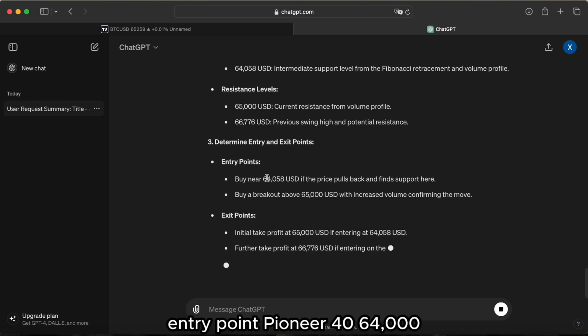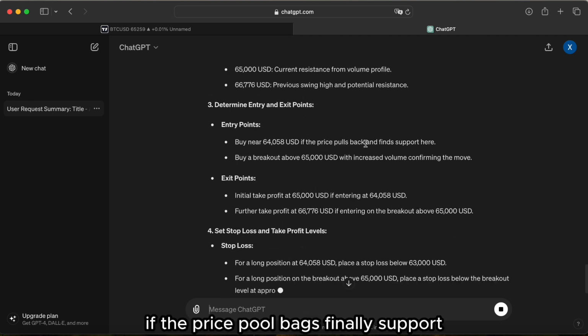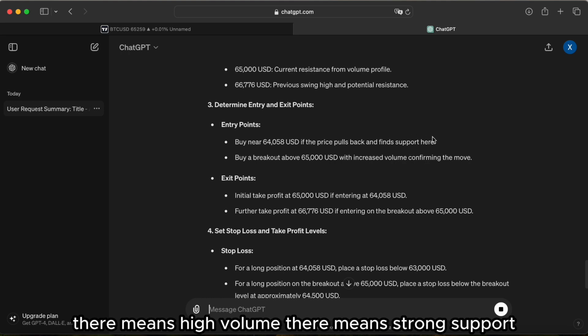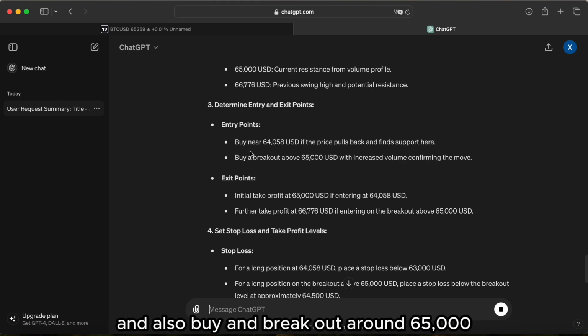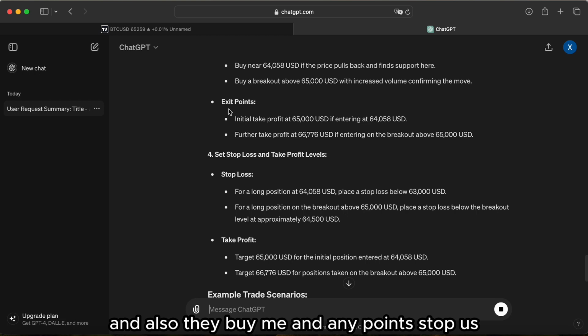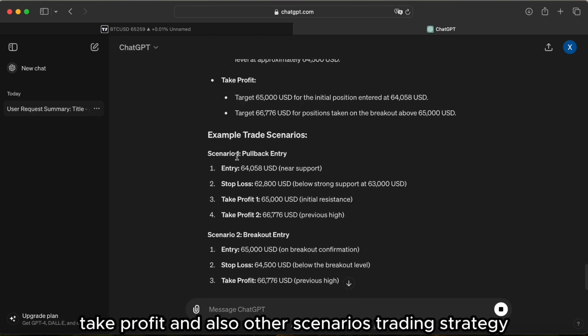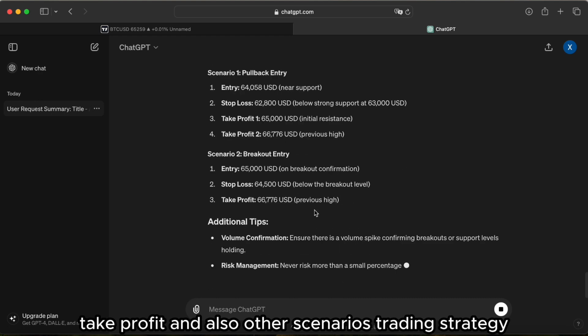Entry point: buy near 64,000. If the price pulls back and finds support there, it means high volume there, means strong support. And also buy at breakout around 65,000 when increased volume confirms the move. And also they provide me exit points, stop loss, take profit, and also other scenarios of the trading strategy.